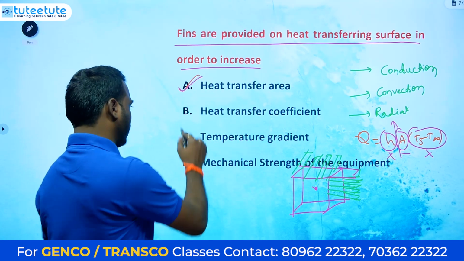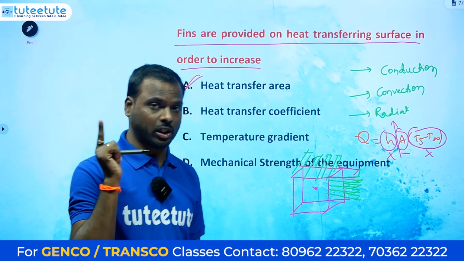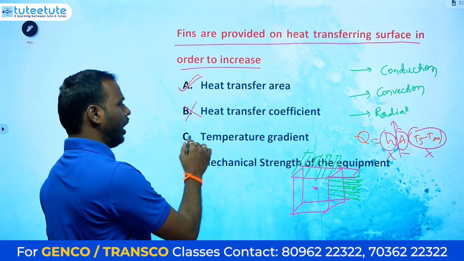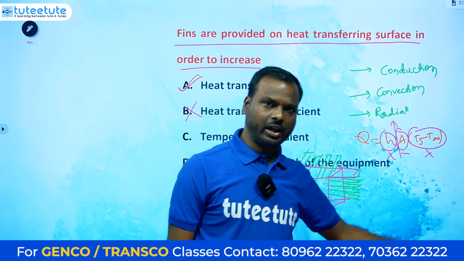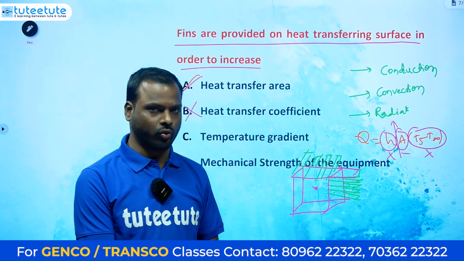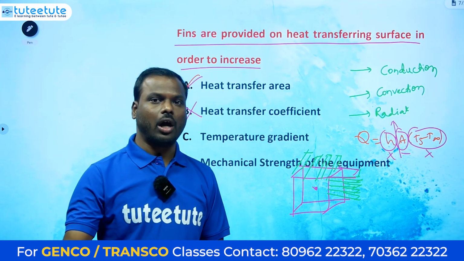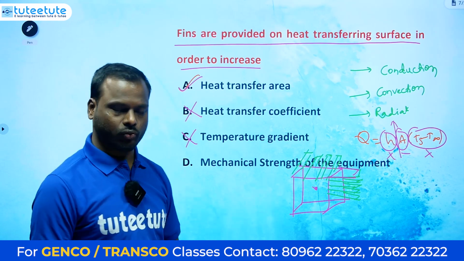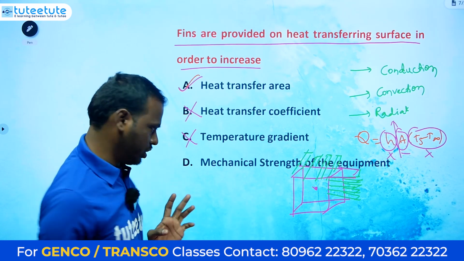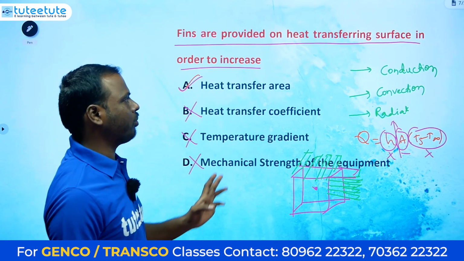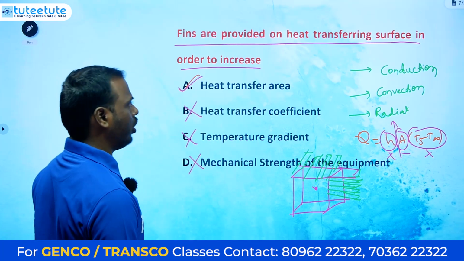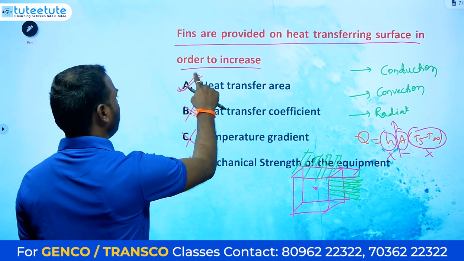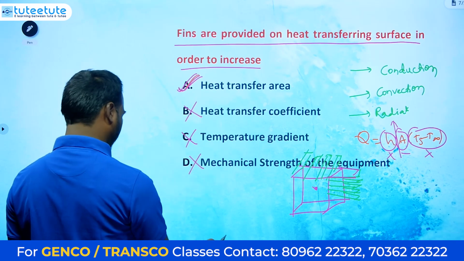And the heat transfer coefficient, we cannot change it, it is not in our hands. And the temperature gradient: Ts is the temperature of the surface, we cannot change it. T infinity is the ambient temperature, so we cannot change this one also. And the mechanical strength, we cannot change it by changing any other areas or by adding the fins. So the answer is absolutely heat transfer area.